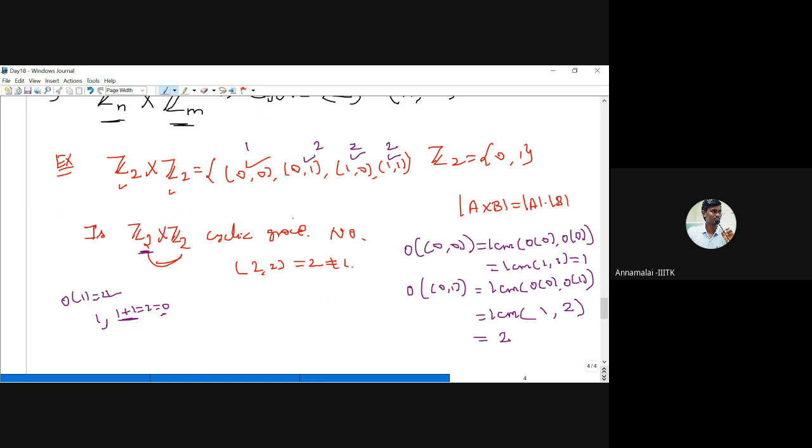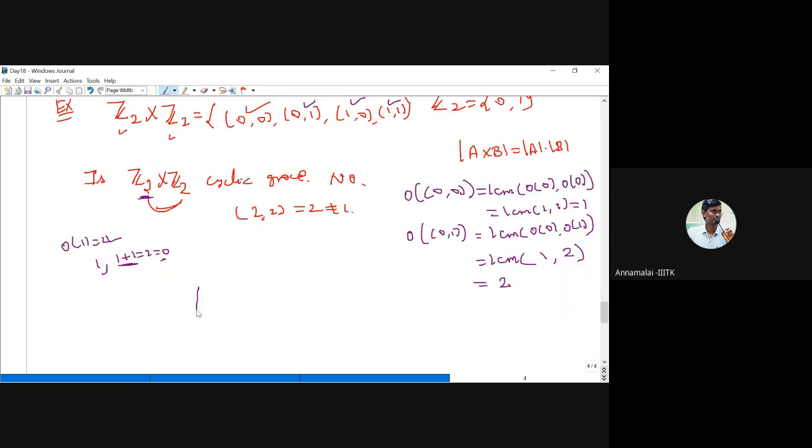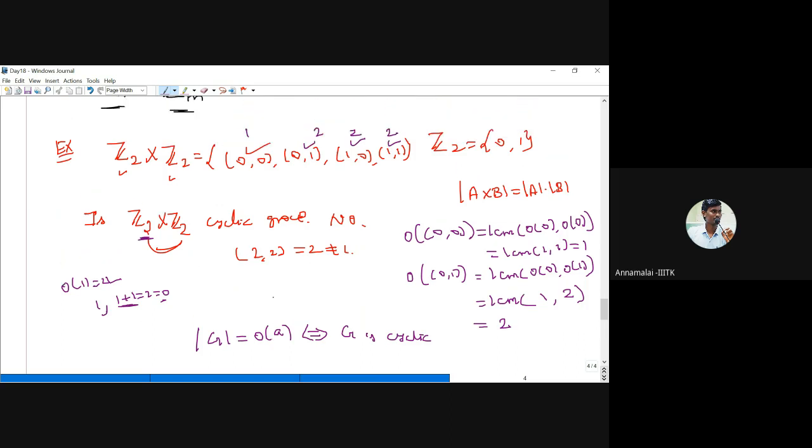Now, we know that if G is cyclic, then there is at least one element in the group whose order and the order of the group are equal. I already said this in the theorem. Suppose the order of the group is the same as the order of some element a, if and only if the group is cyclic. This is only for the finite case. If a group's order is the same as the order of at least one element, then the group is cyclic. Otherwise, it is not a cyclic group.